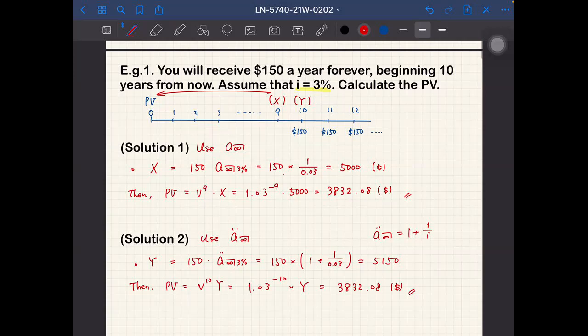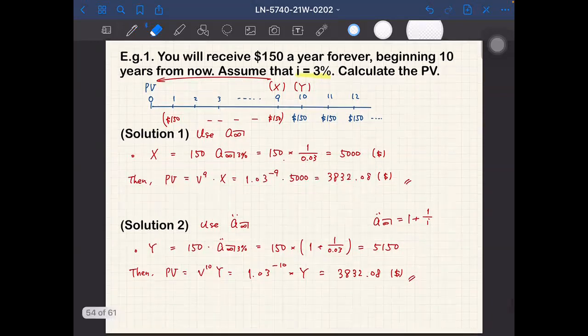Of course, there are some other ways to solve questions. For example, you can assume that this is a kind of block payment. So the perpetuity immediate minus the one annuity of $150 for 9 years. So that is another way to solve this question. But obviously, if we have the formula for a angle infinity or a double dot angle infinity, that is probably easier. Yep. So this is the first example of perpetuities.